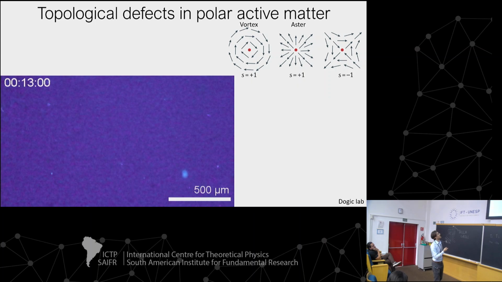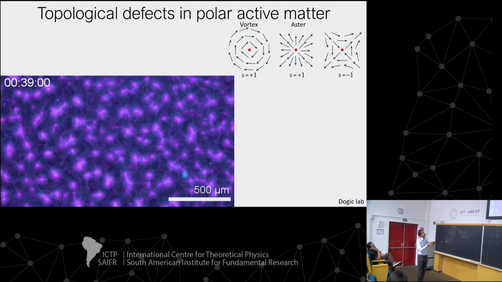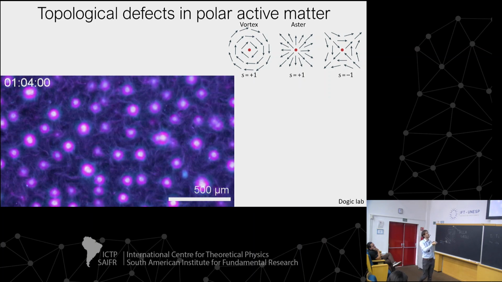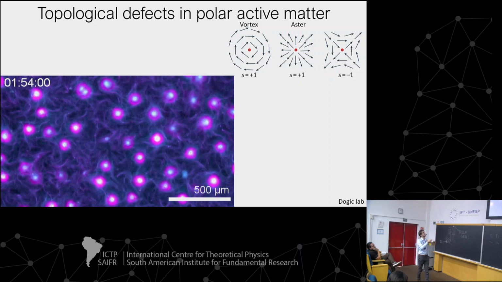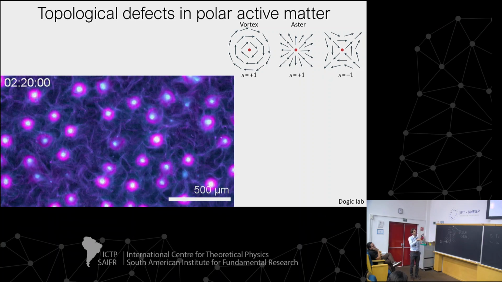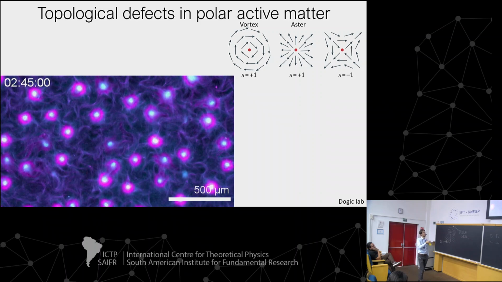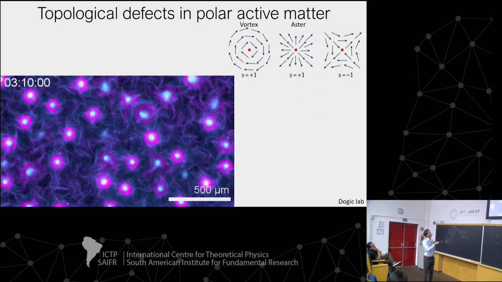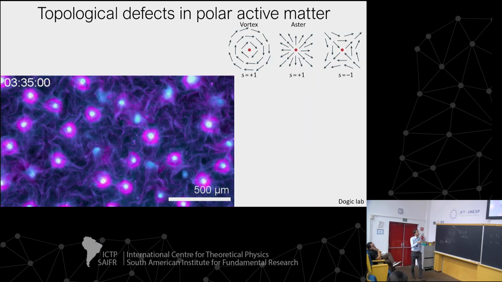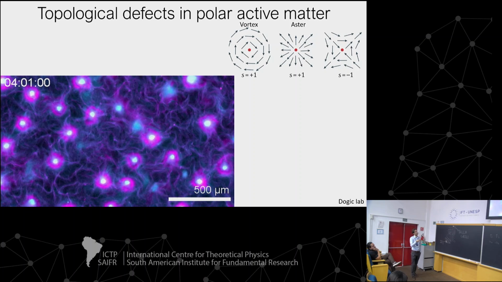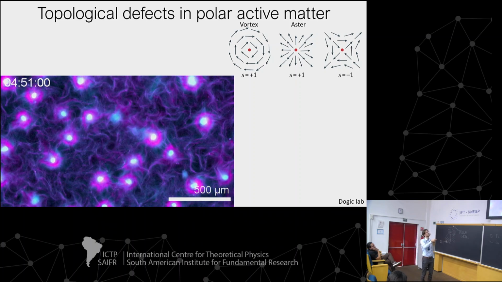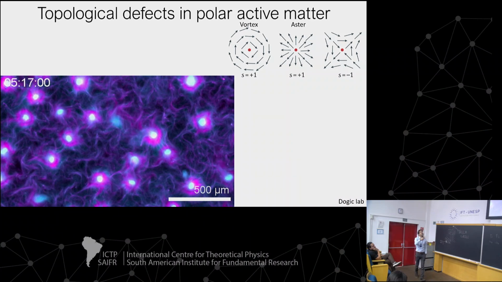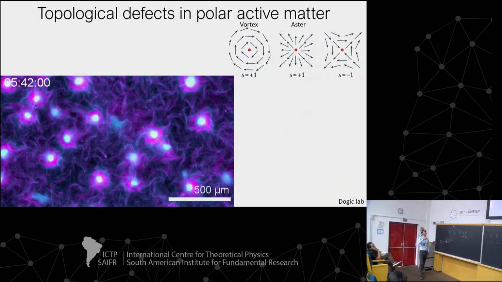So depending on, this is the appearance, this is a compressible case. This is the appearance of these asters, which are very high density regions. Now this is a different kind of polar active fluid where they tend to clump. So depending on the symmetries of the fluid, you get different kinds of defects that are possible.